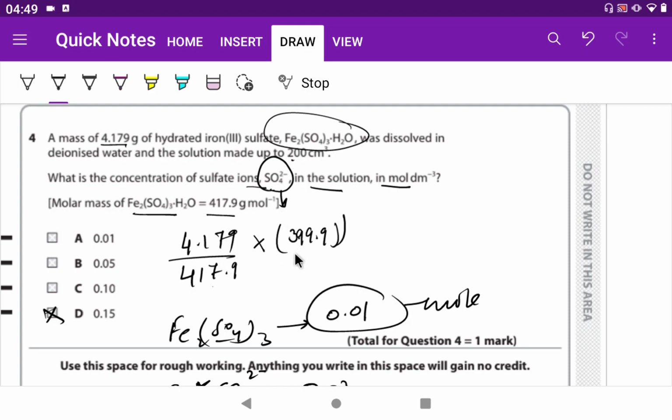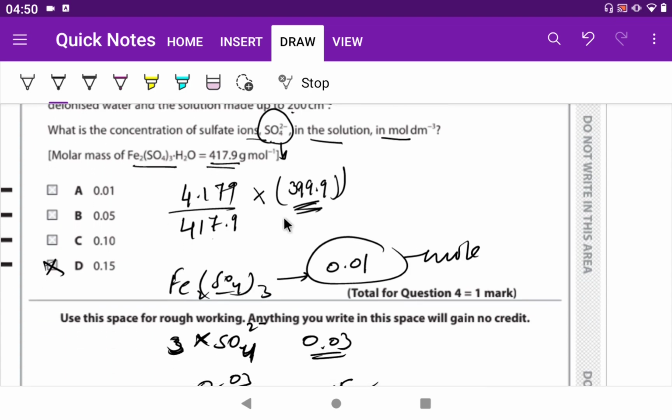And why did I multiply this? Because I need to find out the mass of this Fe2(SO4)3 in this compound. The total mass was this, minus the mass of water. So you will get the actual mass, the anhydrous mass of iron(III) sulfate, because it's a mass of hydrated. So you have to remove the water molecules. So the mass is this. And now I need to find out the number of moles of this.